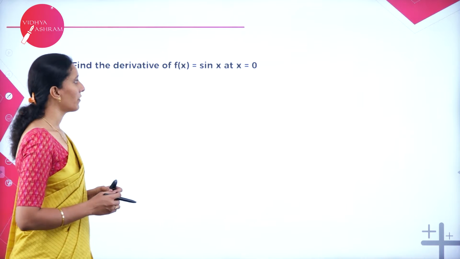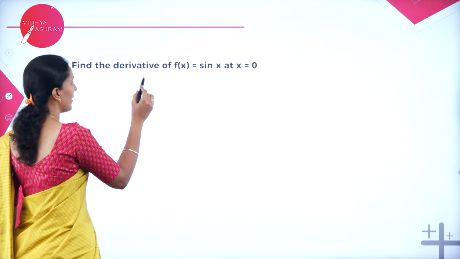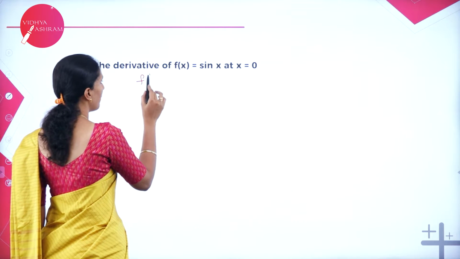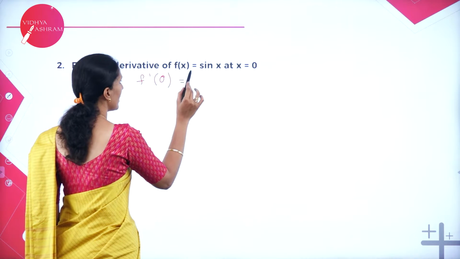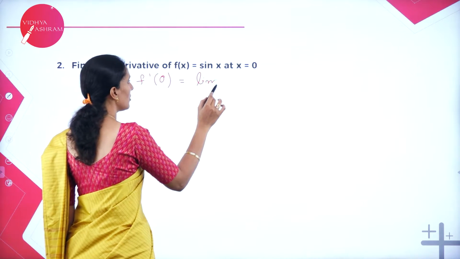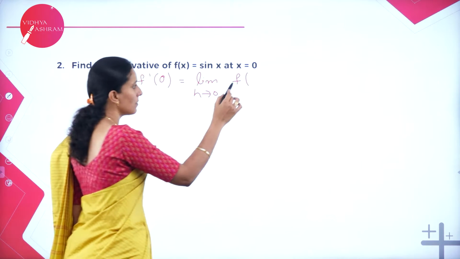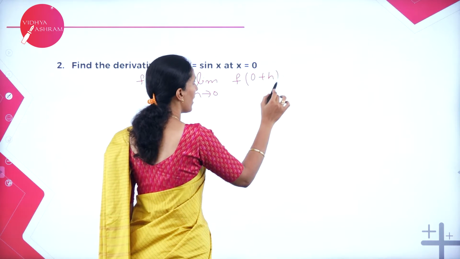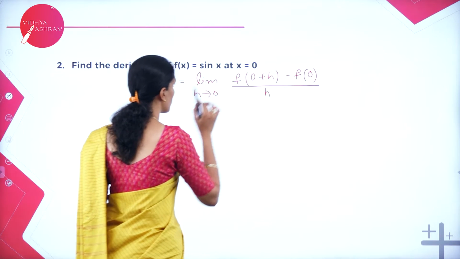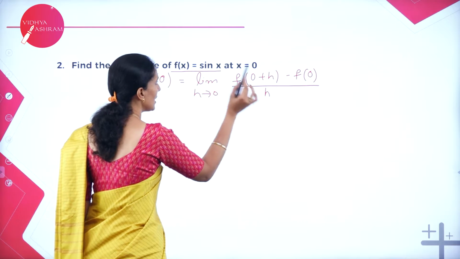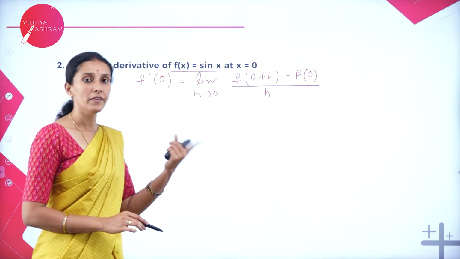Find the derivative of f of x is equal to sin x at x is equal to 0. So let us write the definition again here. f dash of a, that is f dash of 0, is equal to limit h tends to 0, f of a plus h, which becomes 0 plus h, minus f of a, which is f of 0, divided by h. Now whatever the value inside the f, that is the x value, write it in the form of sin x.